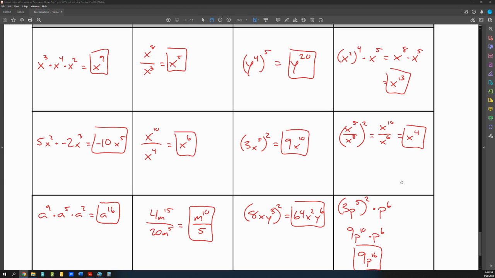All right, so that concludes our notes on properties of exponents. Tomorrow we're going to pick up day 2, which includes the negative exponents and the 0 exponent.